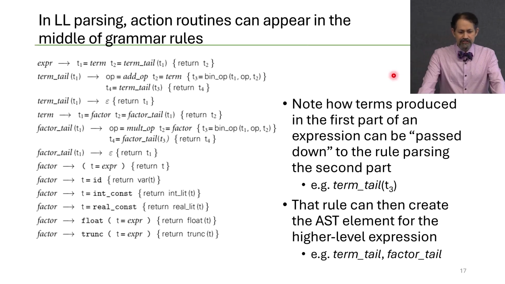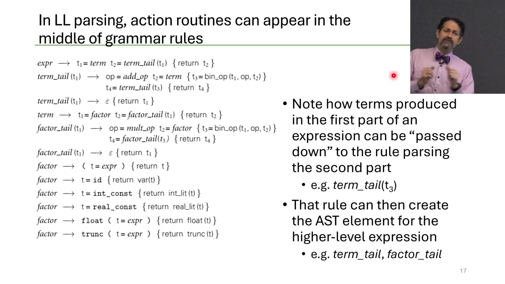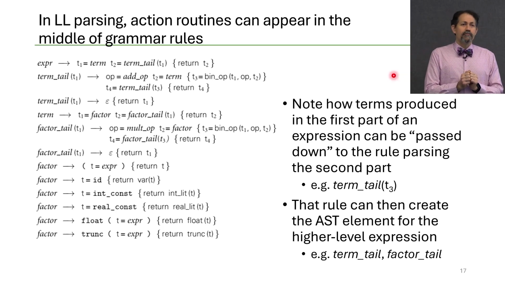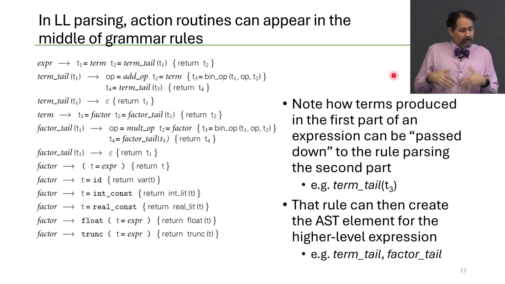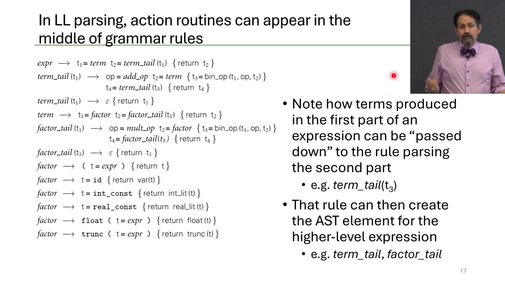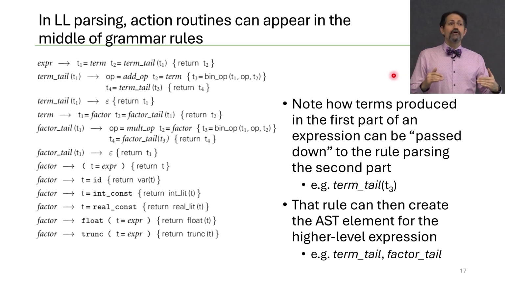So in LL parsing in particular, action routines can appear in the middle of grammatical rules. This is not possible in LR parsers, because in an LR parser, we basically have to read all the symbols related to a production before we recognize that production and can therefore take some action based on it. But LL parsing is predictive. We always know from a lookahead of 1 which production we're going to take. And so anytime after we've identified the first symbol in that production, we can have an action.